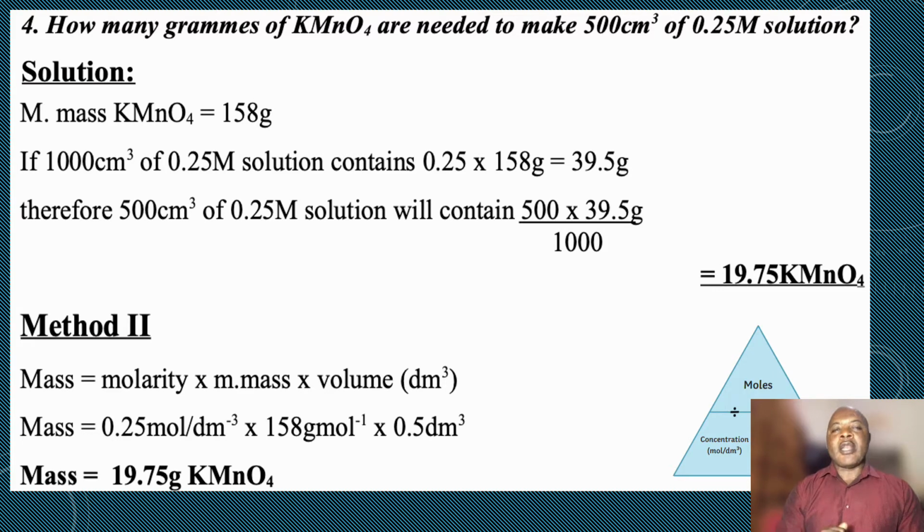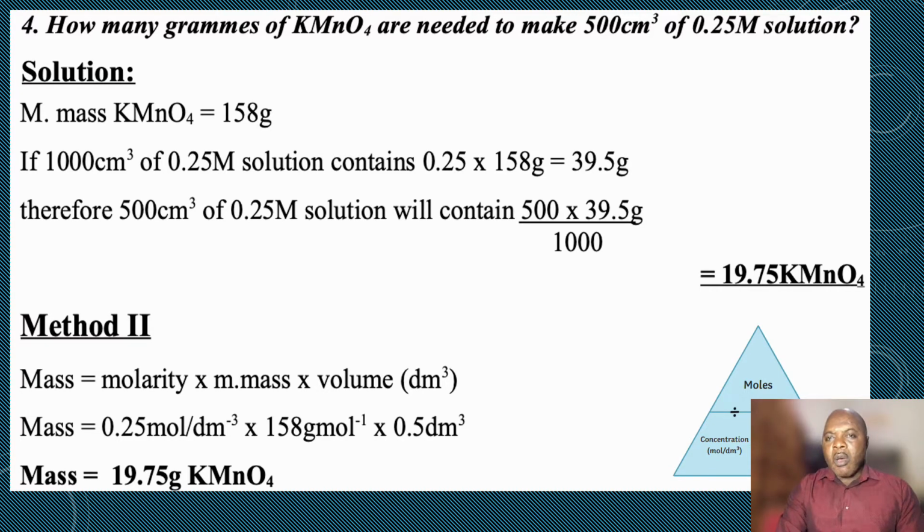Having known the molar mass of potassium manganate 7, what we need to do is, if 1000 cm cube of 0.25 molar contains what? Contains 0.25 times 158. That is the molarity times 158. So 0.25 times 158 will give us 39.5. This is what is already in there if 1000 cm cube contains this.